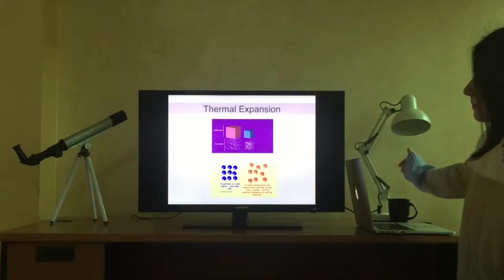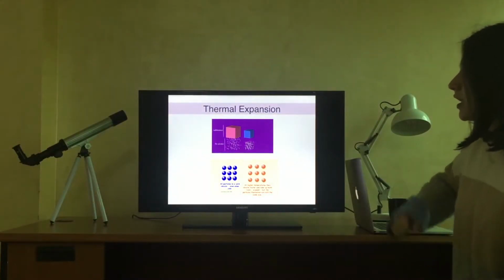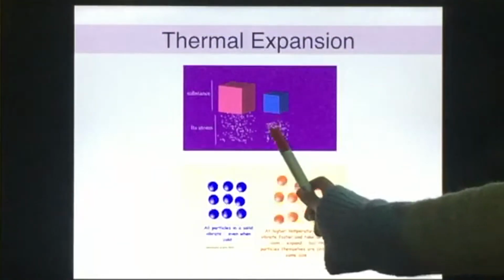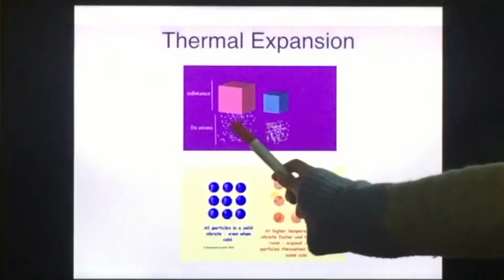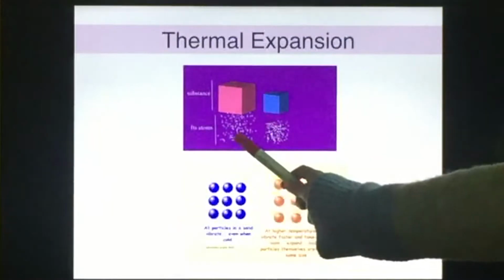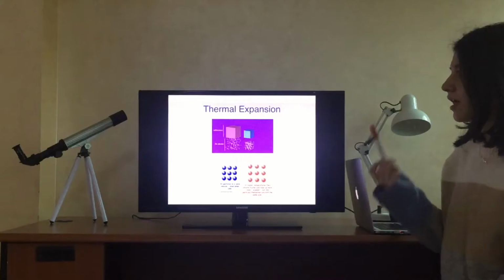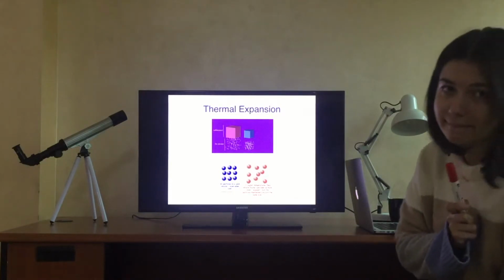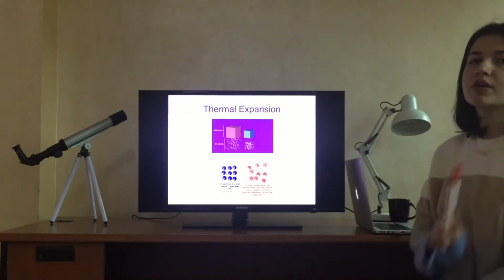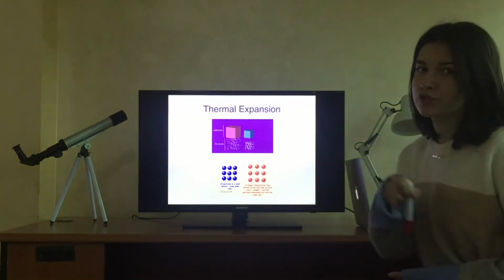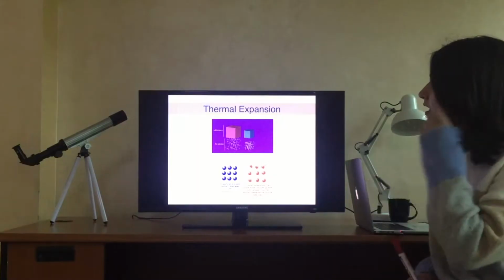I apologize. This is an example showing that the number of atoms hasn't changed, it just, the distance between them has increased. That's important to note, the volume has increased. The mass will still be the same. It's still the same number of atoms. The density will reduce, right?